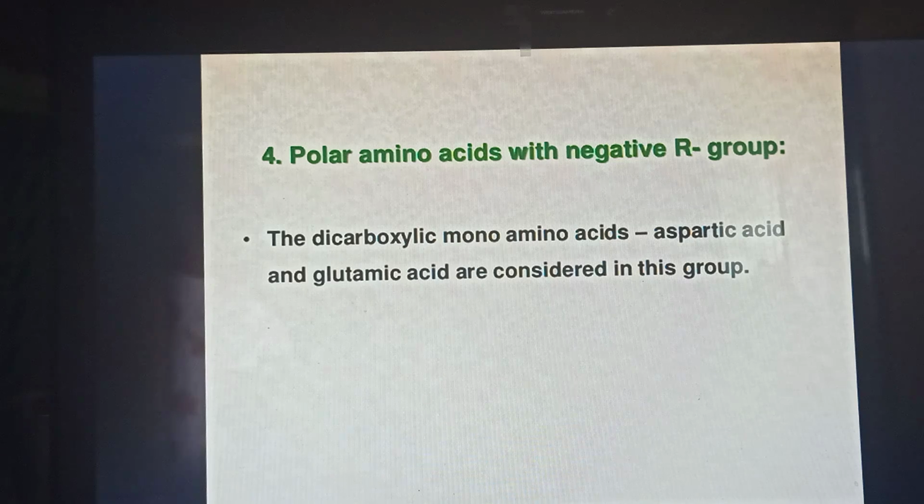The polar amino acids with R negative group are the dicarboxylic monoamino acids. Example, aspartic acid and glutamic acid. That means they contain two carboxylic acid groups and one amino group.